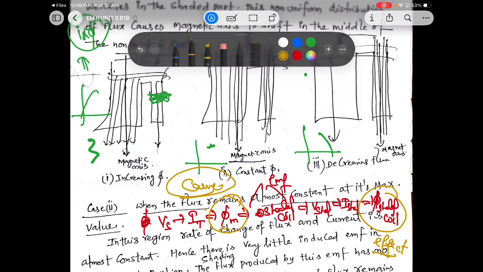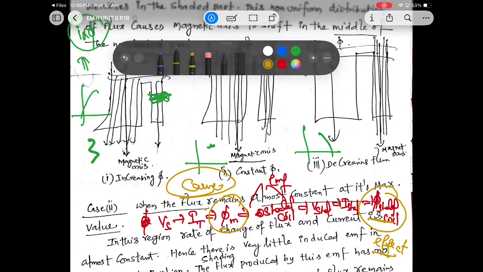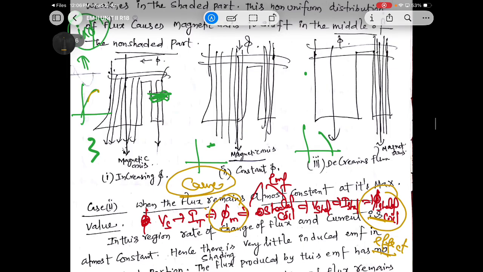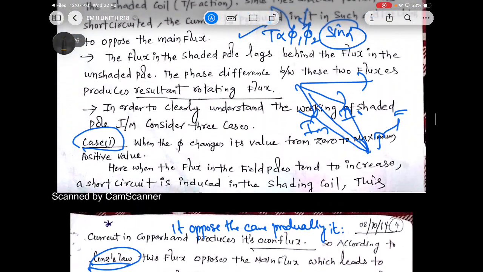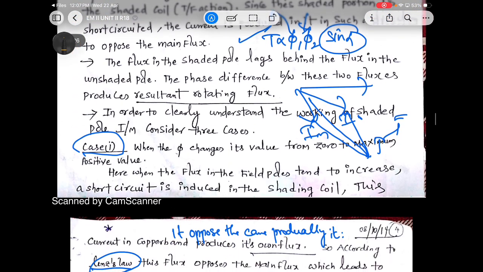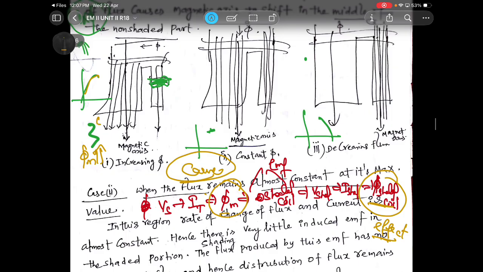Whatever main flux is there now, the effect, the shaded coil flux, is trying to oppose that main field flux cause. What is happening to the main field flux here? It is about to increase. As you can see in the sinusoidal waveform, when the current increases, the flux is also increasing. So as the main field flux is about to increase, what should the shaded coil flux do? It should do the opposite.